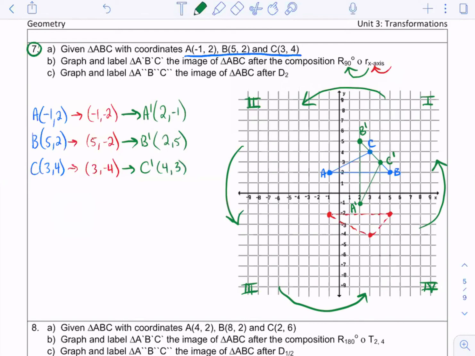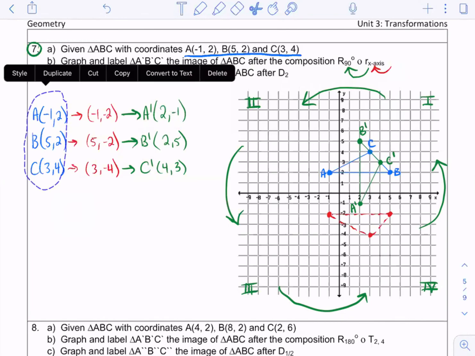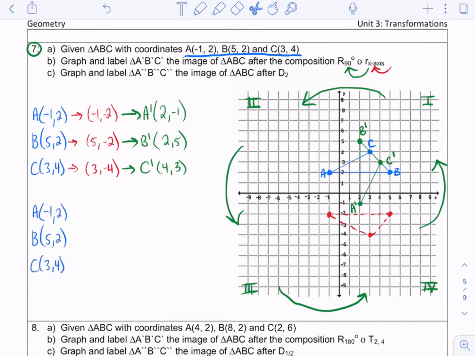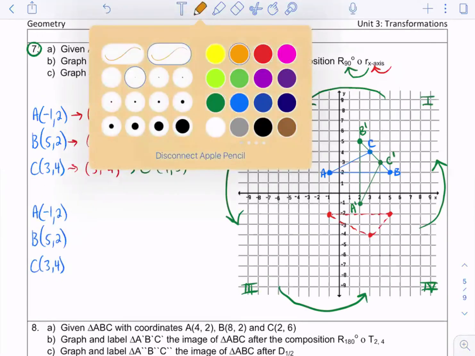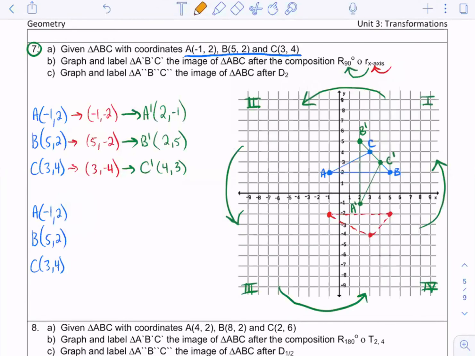Okay? Now, if I look at this second part, it says graph and label the double prime, which is the image of, now be careful, look, it says A, B, C. It does not want you to use the prime. It wants you to reuse the original coordinates. So it's very important that you note that because it'll tell you what coordinates it wants you to use. And it wants you to dilate it by 2. So that's actually pretty simple. So we're going to call these double prime. And I'm going to multiply everything by 2.